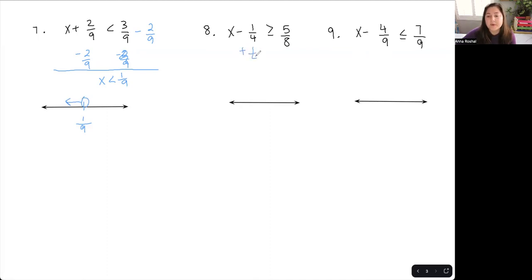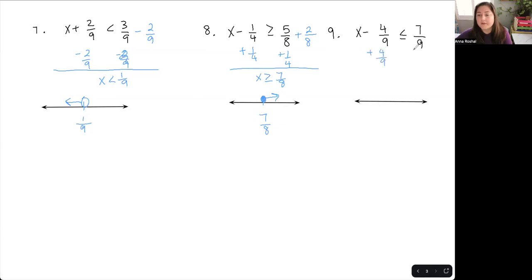Here I'm going to add 1/4. Instead of really putting in 1/4, I'm going to make common denominators. So make this 2/8 instead. And then I'll be left with x is greater than or equal to 7/10. So I'm going to find 7/10, closed circle, and pointing to the right.